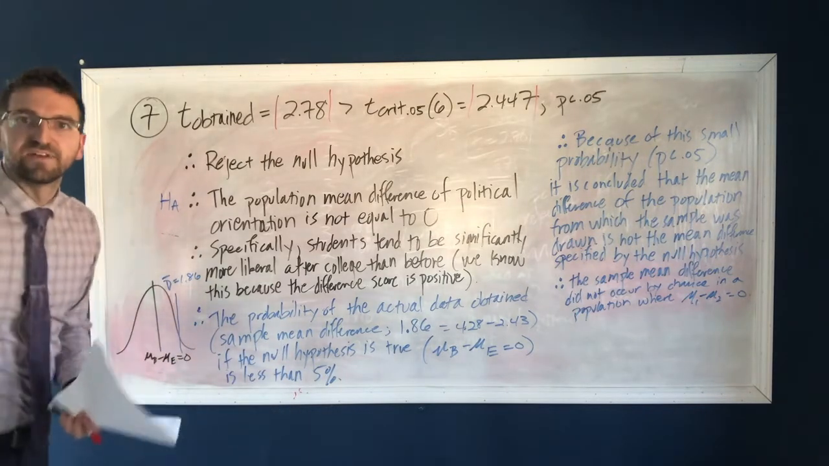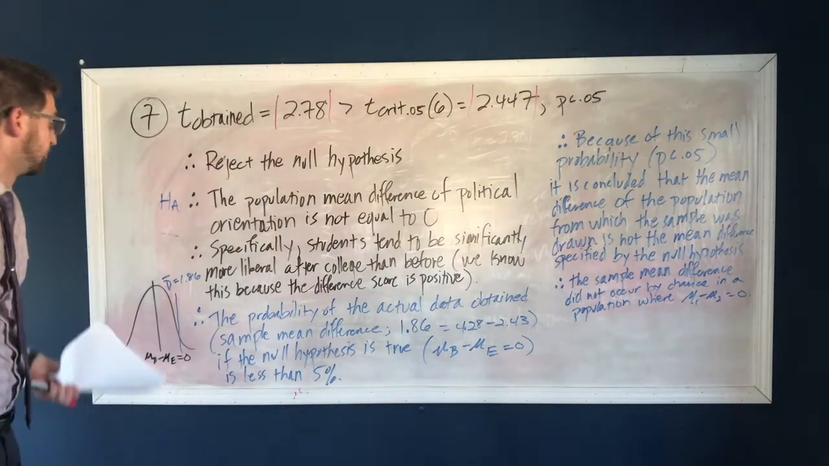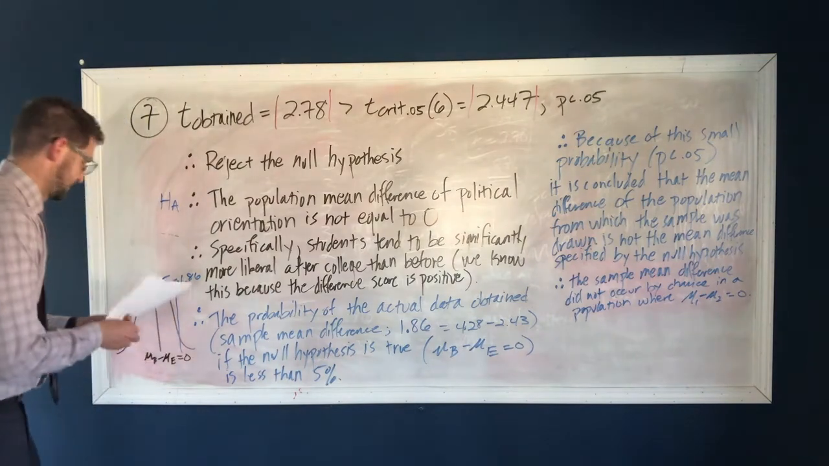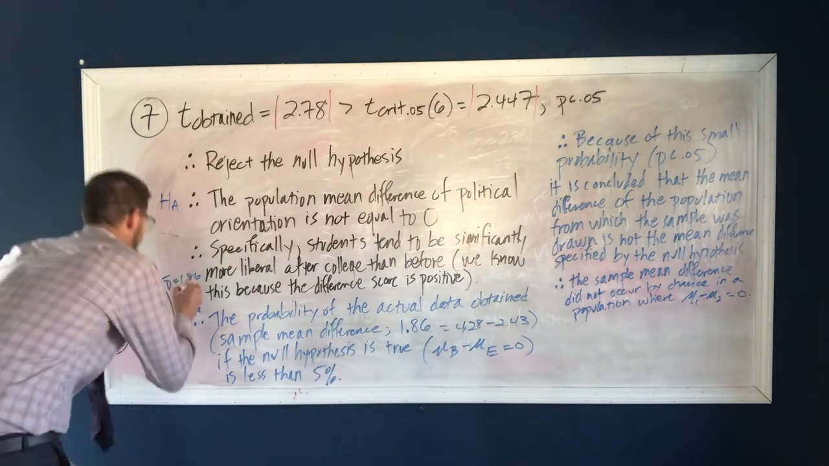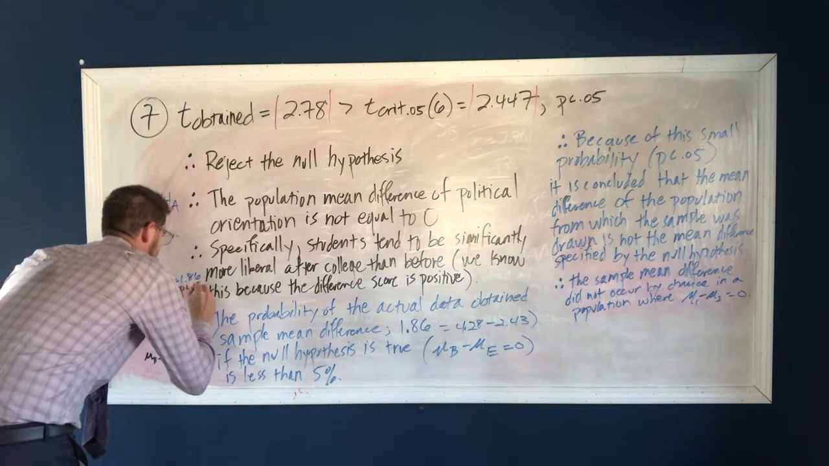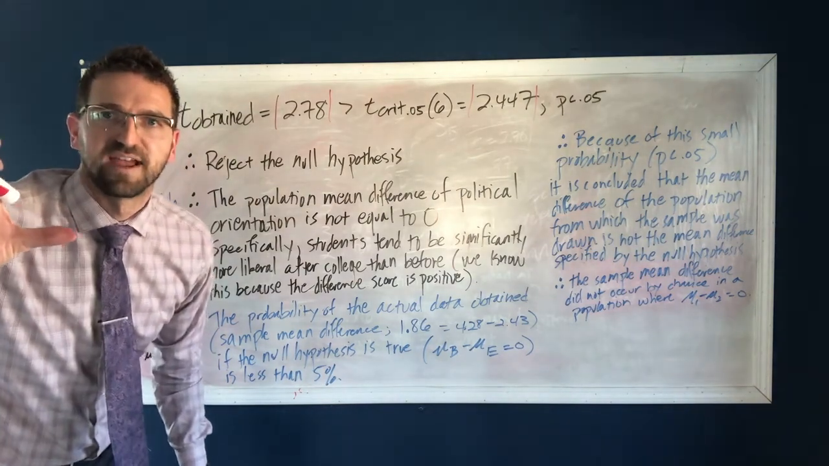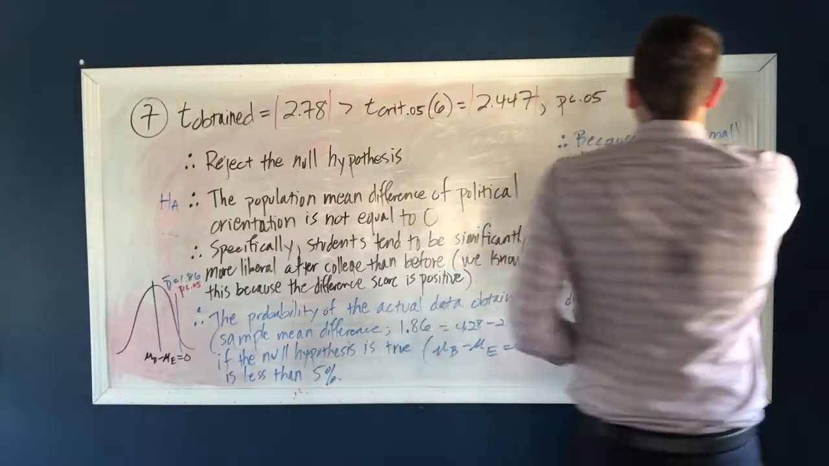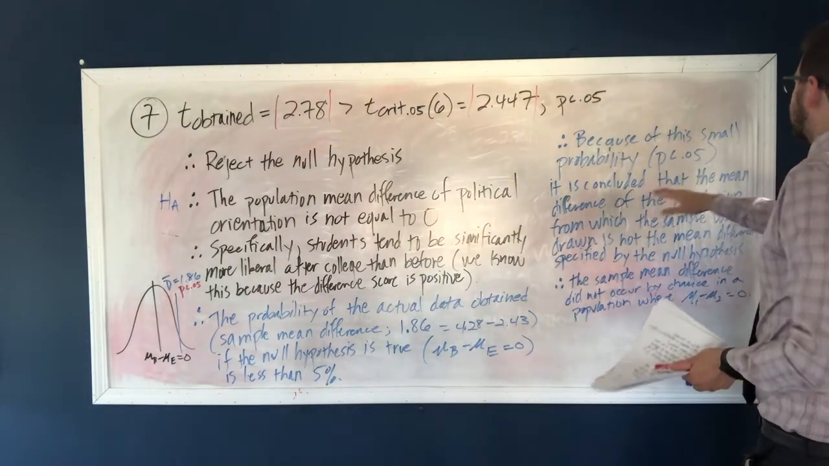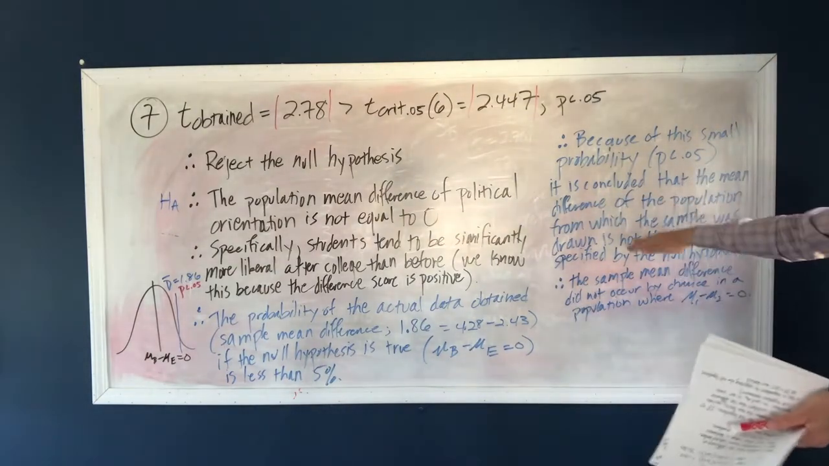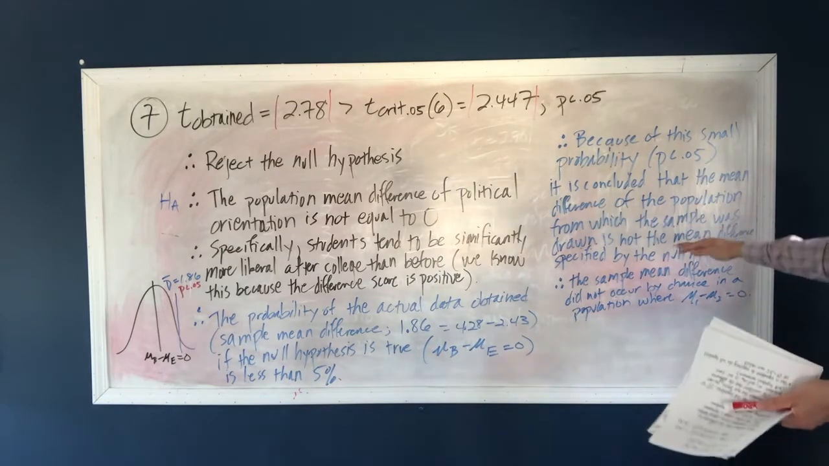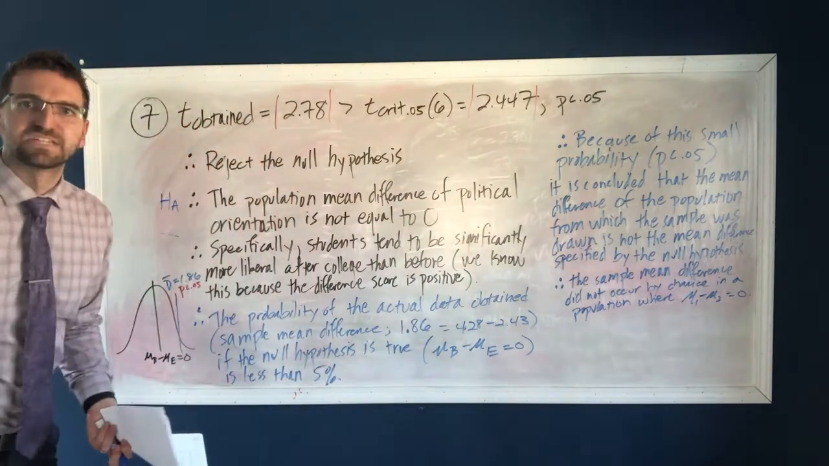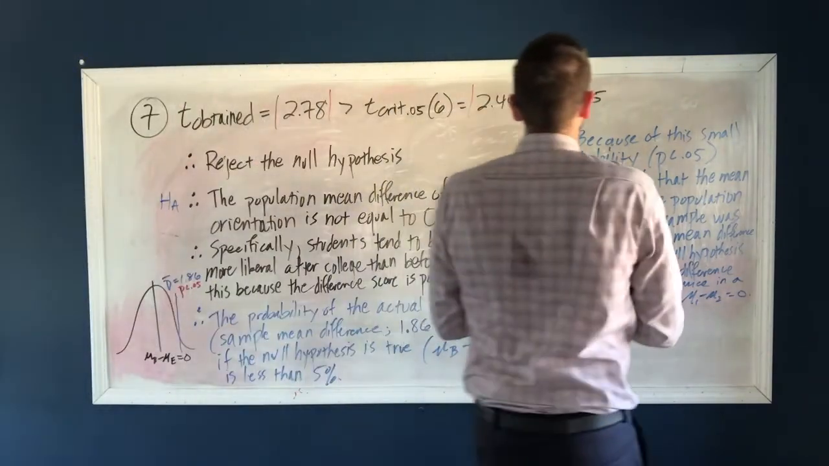So the probability of us getting our sample mean difference of 1.86, if there's no difference in the population, is going to be greater than 5%. Not greater than 5%, less than 5%, right? P is less than 0.05. Okay, so there's our little picture there. Because of this small probability, it is concluded that the mean difference of the population from which the sample was drawn is not the mean difference specified by the null hypothesis. Because getting the sample mean is a really rare event, we're arguing over here.